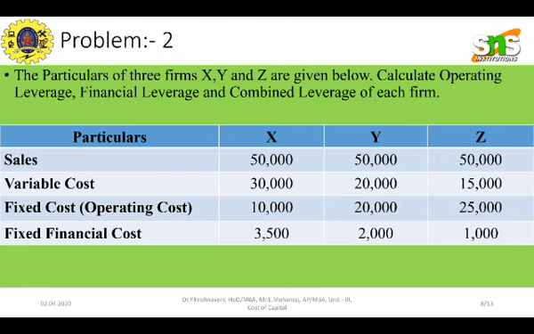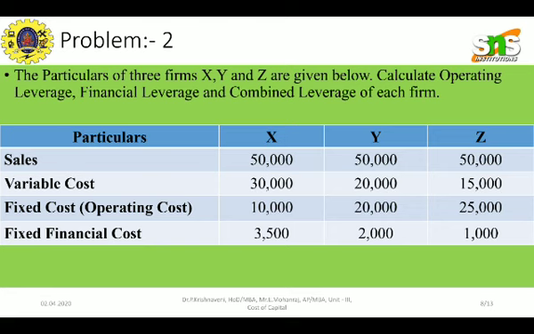Then let's go to problem number 2. What is the difference between problem number 1 and problem number 2? In problem number 1, we are calculating the operating leverage, financial leverage, or combined leverage for one business or one firm. In this problem number 2, we are calculating for 3 firms. The particulars of the 3 firms X, Y, and Z are given below. Calculate operating leverage, financial leverage and combined leverage of each firm. That is given below, particulars X, Y, Z.